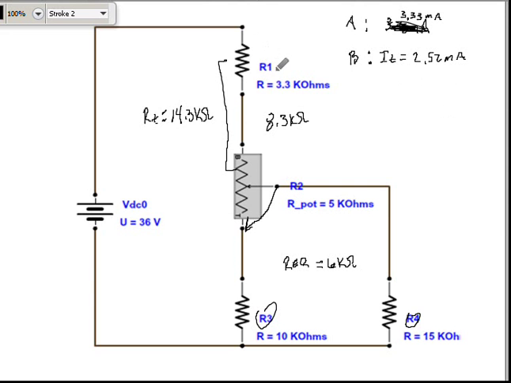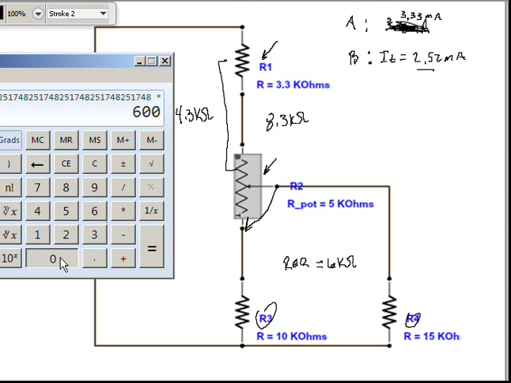So once again, R1 is going to be 2.52, R2 is going to be 2.52 milliamps. R3 and R4 are going to proportionally split that 2.52 milliamps. And the voltage across my parallel network here is going to be 36 volts minus the voltage drop across R2 and R1. Or I could just calculate the equivalent resistance times the 2.52 milliamps, which is what I'm going to do.